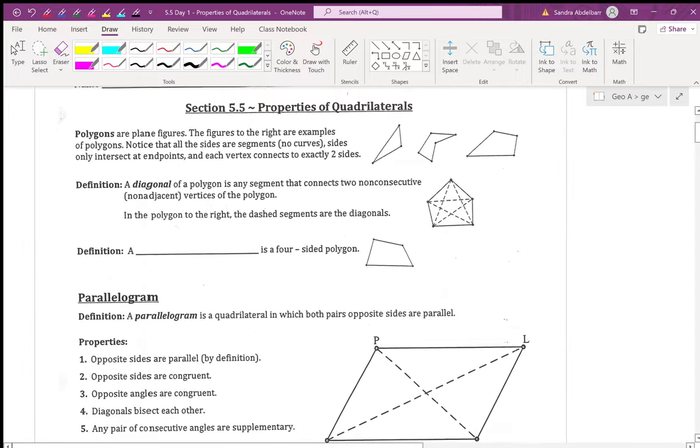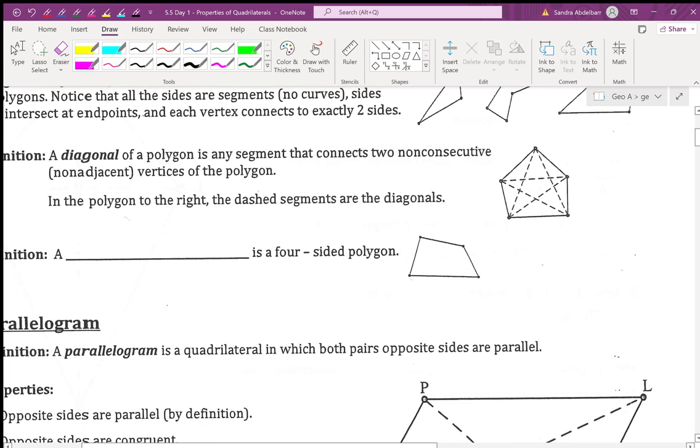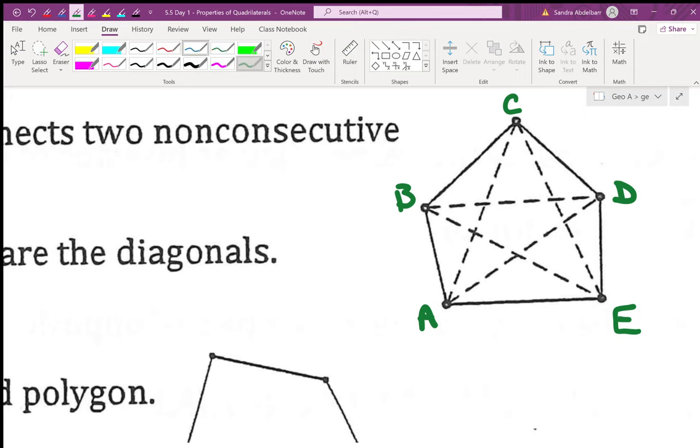Okay, next thing we're going to talk about is the definition of a diagonal of a polygon. The diagonal of a polygon is a segment that connects two non-consecutive, non-adjacent vertices. So what that means is, let's look at what I have here. Let's say we have A, B, C, D, E. Let's say I'm going to draw a diagonal from B. A diagonal from B can connect to any other vertex as long as it's not adjacent or consecutive to it. That means next to it.